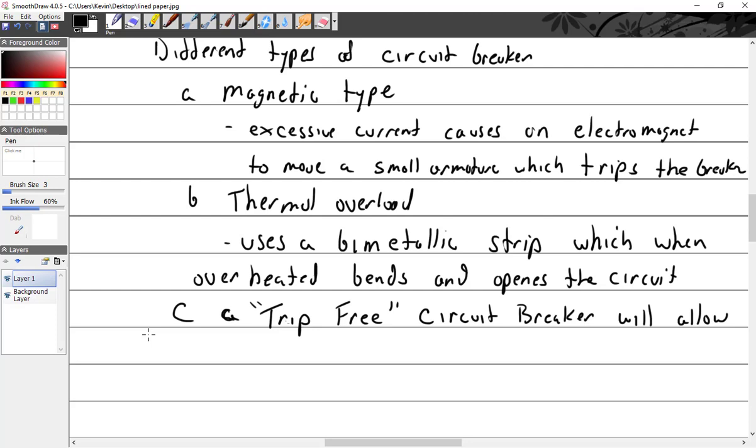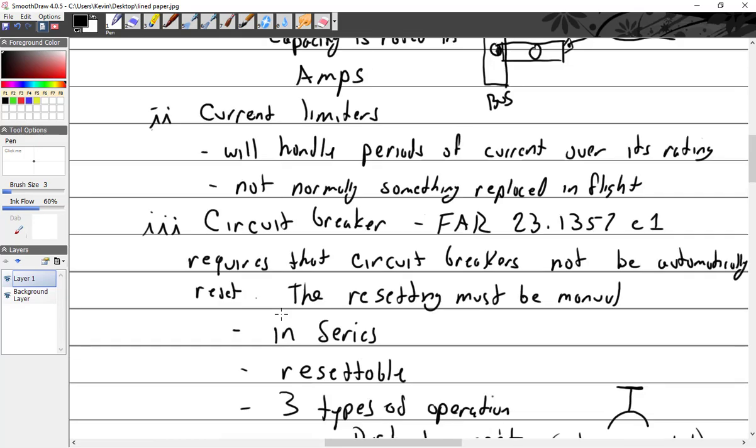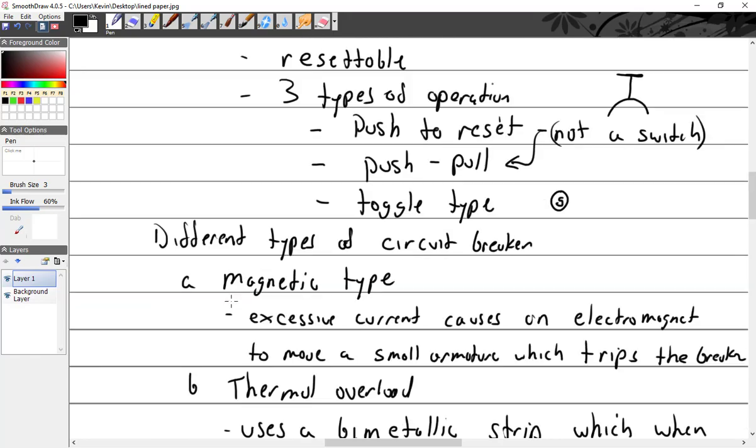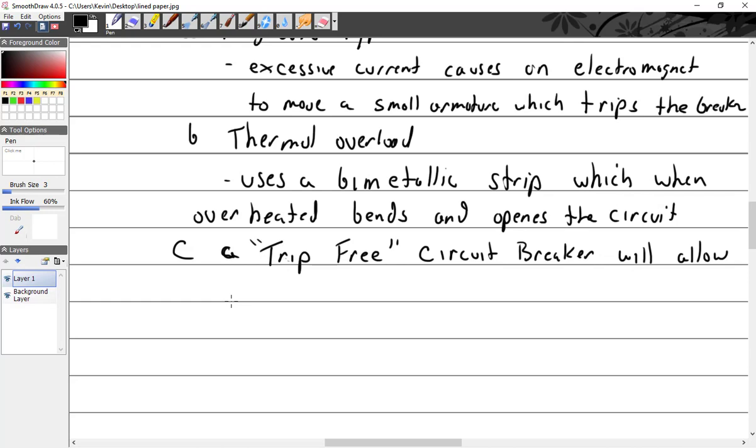On the motor too? Yes. I refer you back to the starter. It requires that circuit breakers not be automatically reset. So how many automatically resettable circuit breakers does an aircraft have? Zero. Zero. Except for the tape ones. Zero. Okay. Why would you say that?